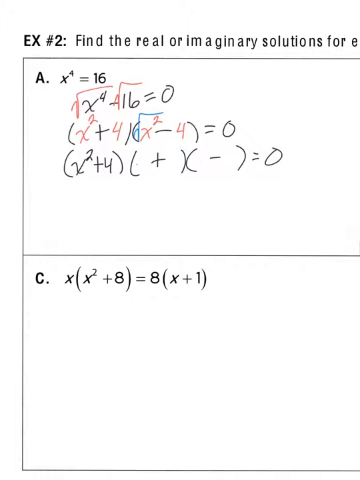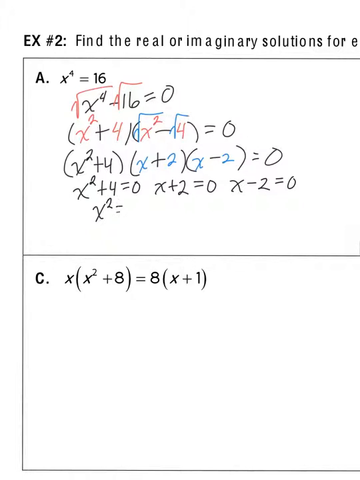So I'll take the square root of x squared, which is x, and the square root of 4, which is 2. So then I'm going to set x squared plus 4 equal to 0, x plus 2 equal to 0, and x minus 2 equal to 0. For the first one, if I subtract 4, I get x squared equals negative 4. And when I take the square root, remember I have to do plus or minus the square root, I get x is equal to positive or negative 2i because of the square root of a negative number.